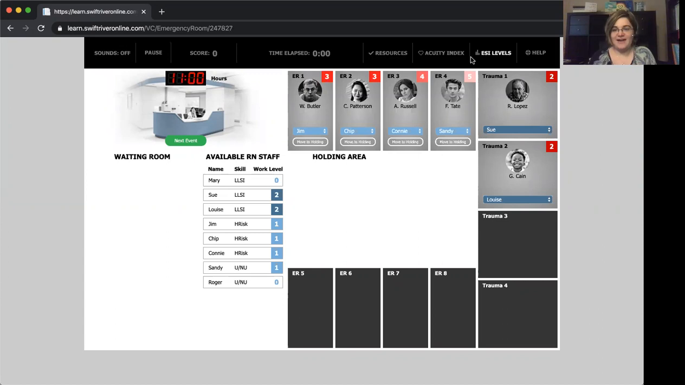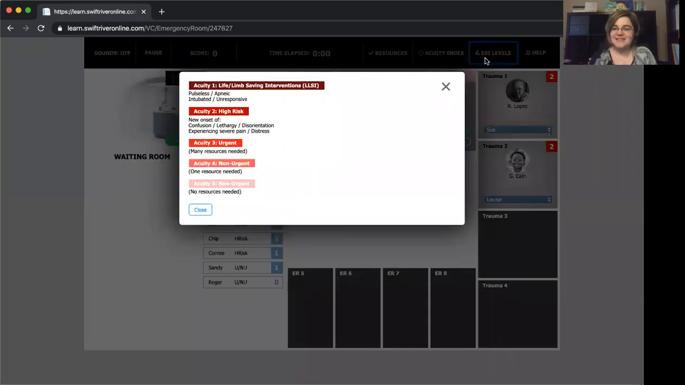Remember that you do have the ESI levels that will be very helpful. It will tell you which acuity you should select for your patient. So acuity level 1 is where life or limb saving interventions are required. These are your patients who are pulseless, apneic, intubated, or not responsive. Acuity level 2 are your high-risk patients. These are the ones that have a new onset of confusion, lethargy, disorientation, they're experiencing severe pain or some kind of distress.